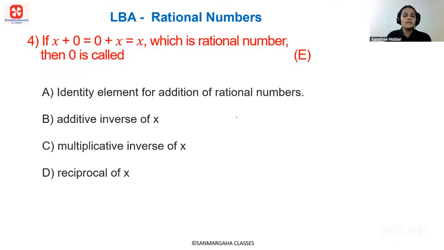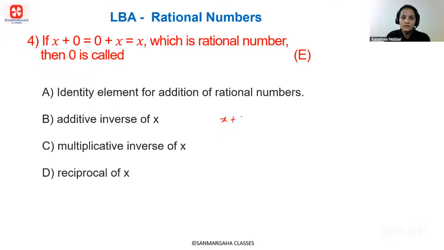Question number 4. If x plus 0 is equal to 0 plus x is equal to x, which is a rational number, then 0 is called A. Identity element for addition of rational numbers, B. Additive inverse of x, C. Multiplicative inverse of x, D. Reciprocal of x. Now let's consider the example here.